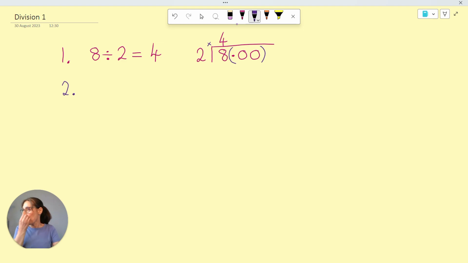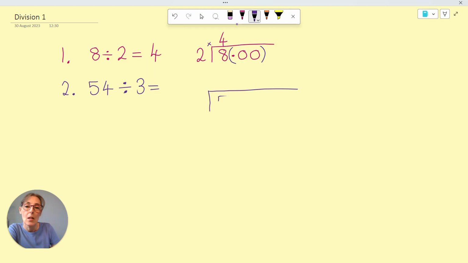All right. So question 2, 54 shared by 3. Okay. So this means how many 3's fit into 54. If you had 54 balls, and say there were 3 balls in each pile, how many piles would you have? Or you could have 54 balls shared by 3 people, how many balls would each person have? So it depends what that 3 means.